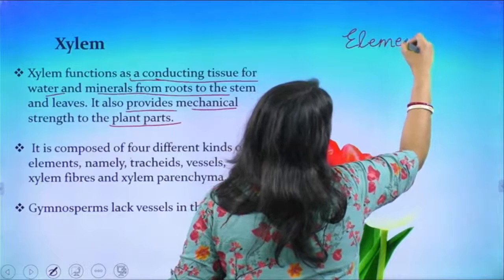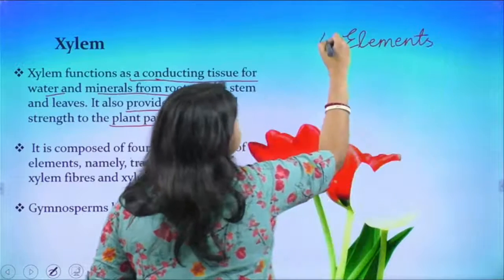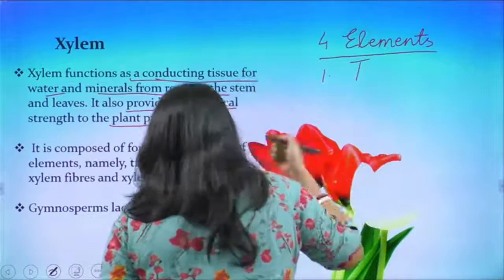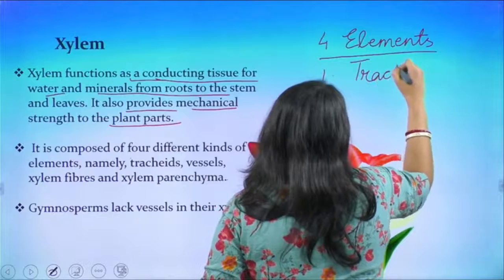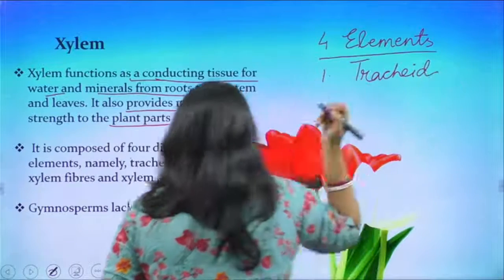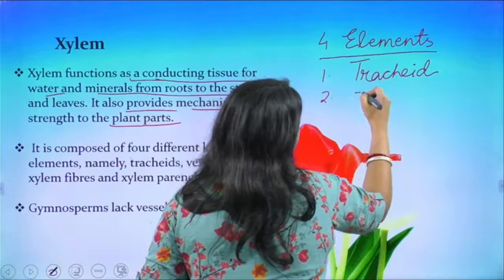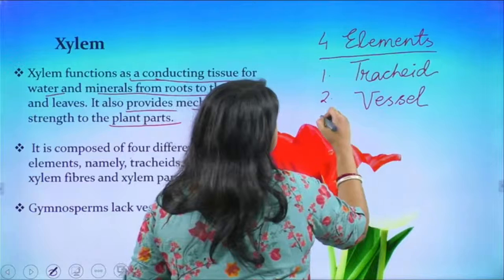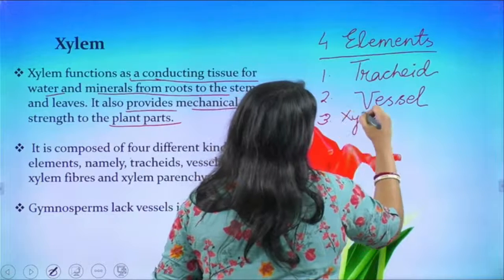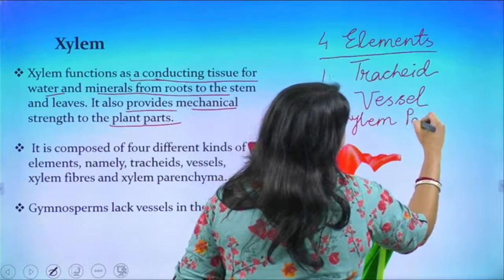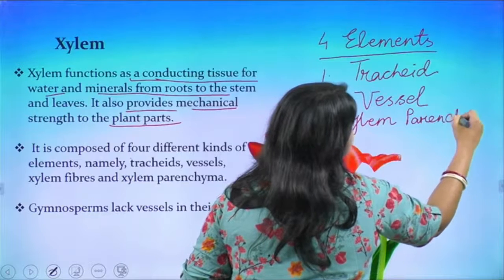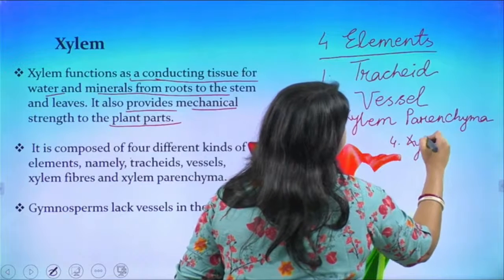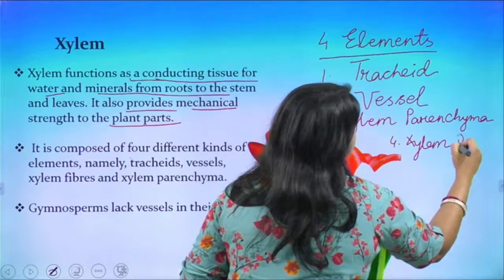The 4 elements present in xylem are: number 1, tracheid; then next, vessel; third, xylem parenchyma; and fourth, xylem fiber.